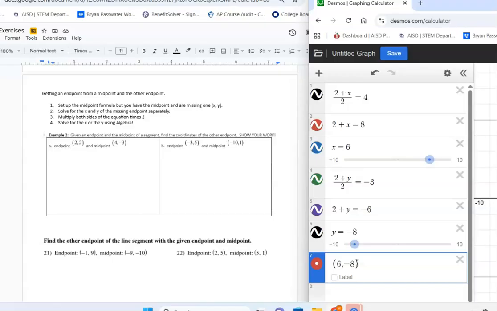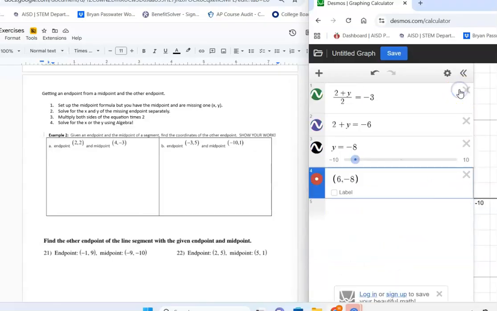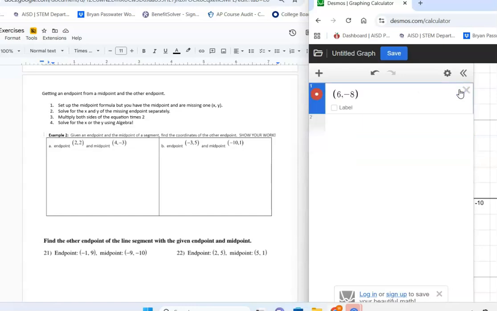I'm going to do this second example. If I'm going too fast, this is a video, so you can rewind and watch again if you wish. Now I'm going to do the endpoint and midpoint with this one. So that's (-3 + something) / 2 is equal to -10, because that is the x value in the midpoint. Now I'm going to do the same process.